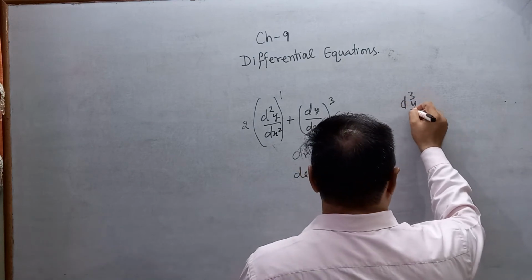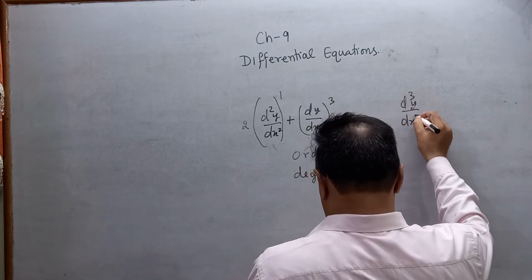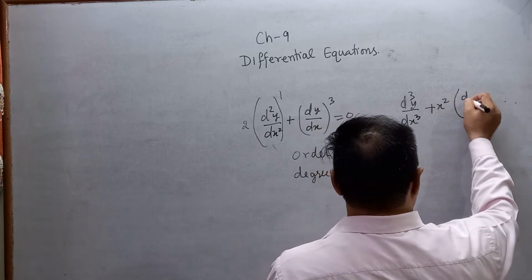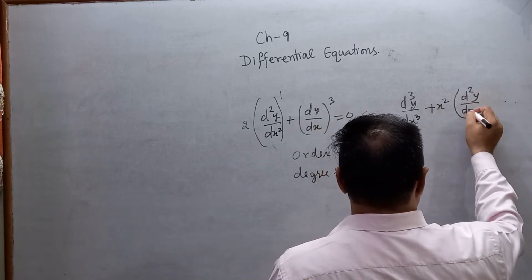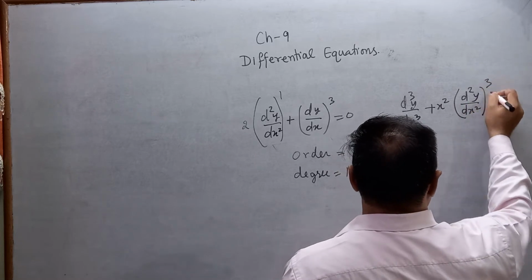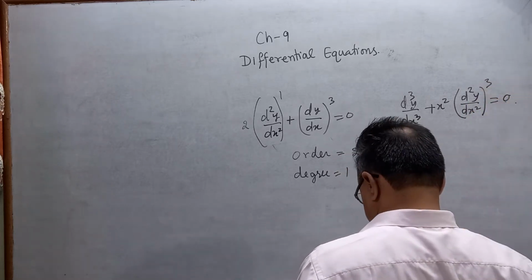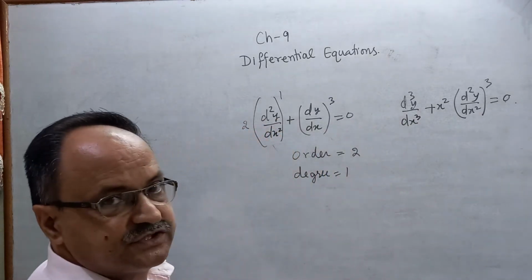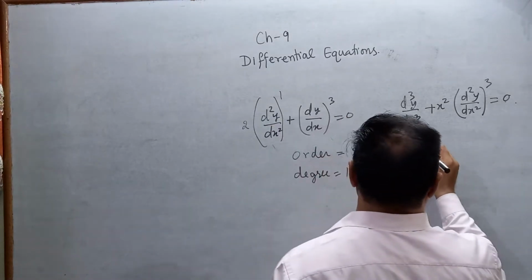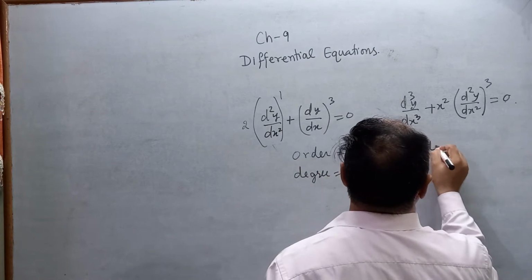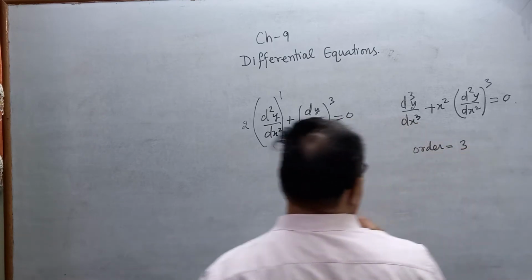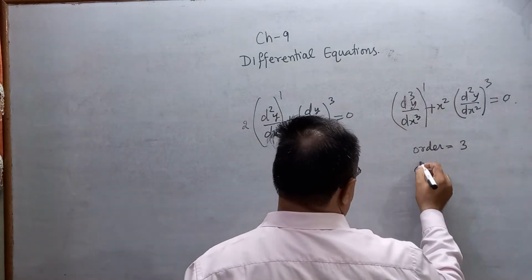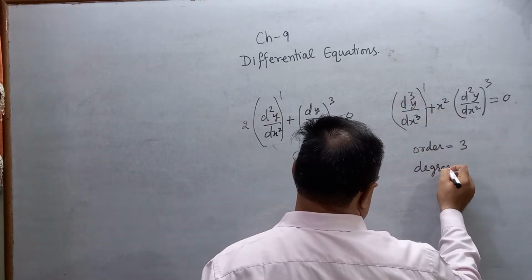For another example, d cube y upon dx cube plus (x square d square y upon dx square) whole to the power 3. In this equation the highest order is 3, and the power of the highest order is 1, it means degree 1.